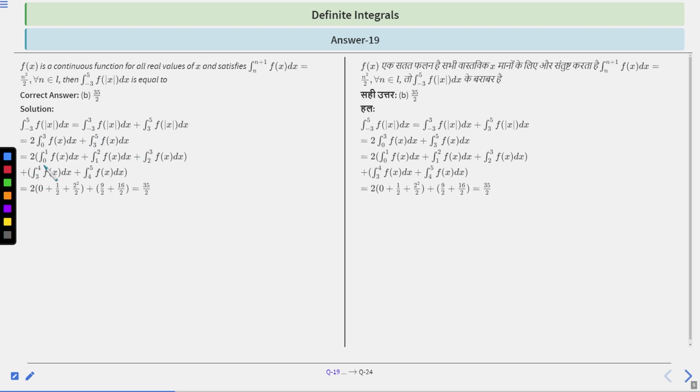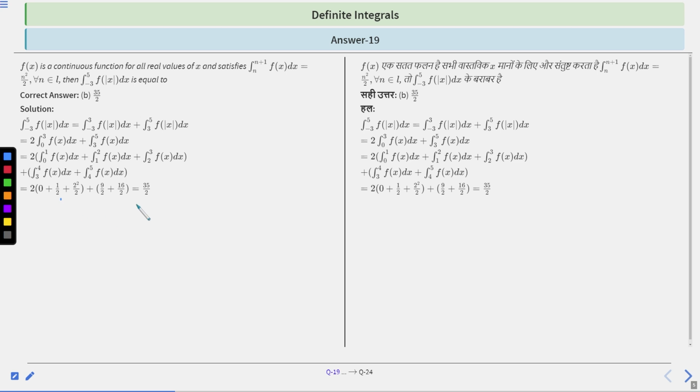which is equal to 2 times the integral of 0 to 1 f(x) dx plus 1 to 2 f(x) dx plus 2 to 3 f(x) dx plus 3 to 4 f(x) dx plus 4 to 5 f(x) dx, right? Now, you can apply that the integral of n to n plus 1 f(x) dx is n square by 2, right? Therefore, 2 times: n is 0, so 0 square by 2. Here n is 1, so 1 square by 2, so 1 by 2. Here n is 2, so 2 square by 2. Then 3 to 4, n is 3, therefore 3 square by 2, which is 9 by 2, and here 4 to 5, n is 4 square by 2.